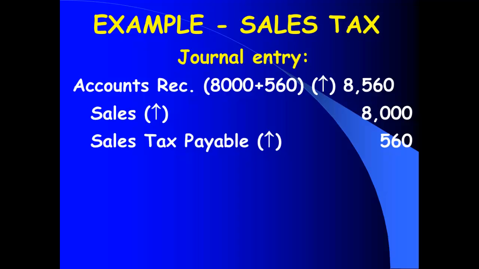We would still make the second entry, just somewhere on the side, pencil down. We still need to debit cost of goods sold and credit merchandise inventory. So just jot that down. I just didn't give you enough info to do that right now.